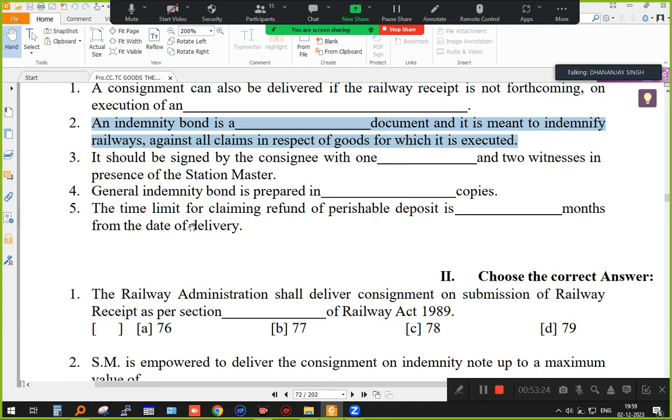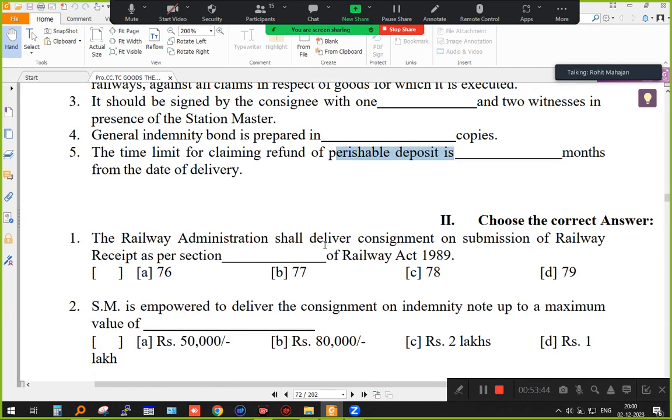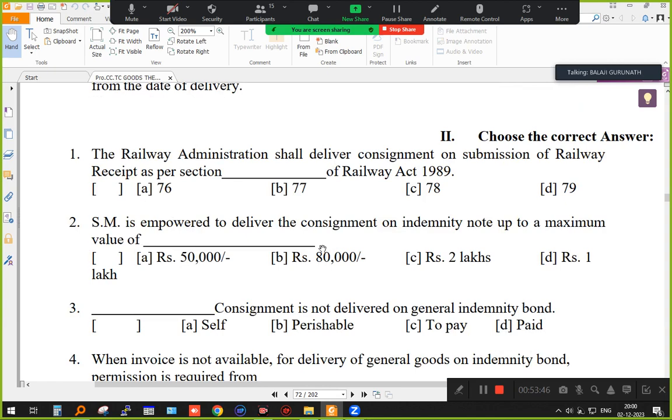Legal document. It should be signed by the consignee with one surety. The indemnity bond is prepared in how many copies? Four copies. The time limit for claiming refund of perishable deposit is six months. Very good. So there are a lot of these things in the book I have given you.